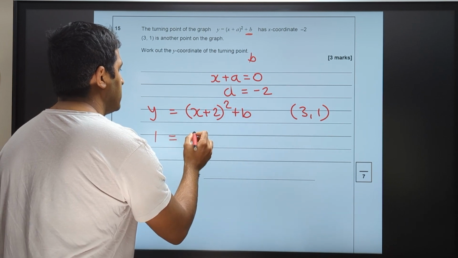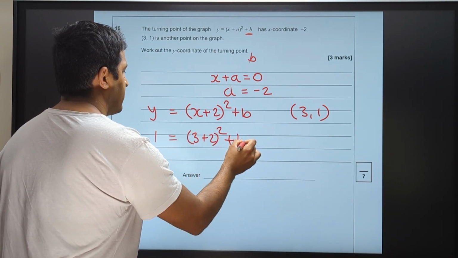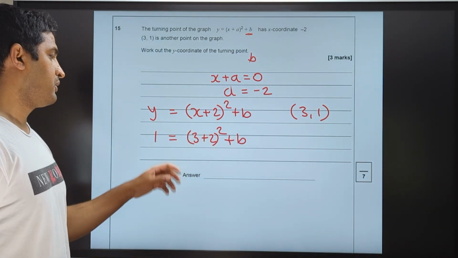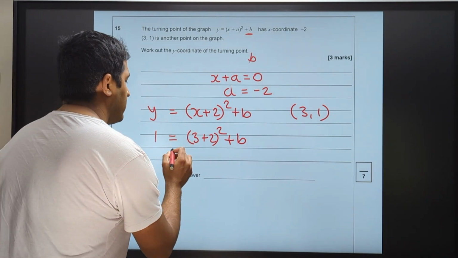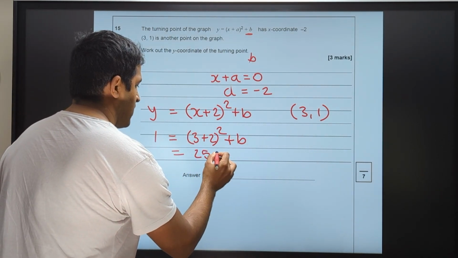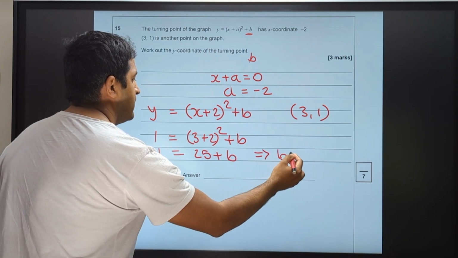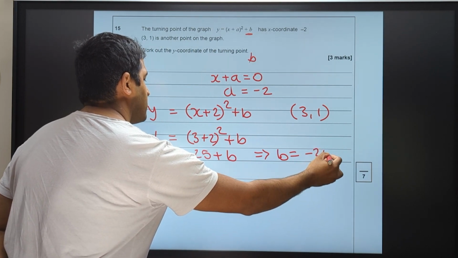So 1 is equal to 3 add 2 all squared, add b. 3 add 2 is 5, 5 squared is 25. 25 add b will give you 1. That implies b has to be negative 24.